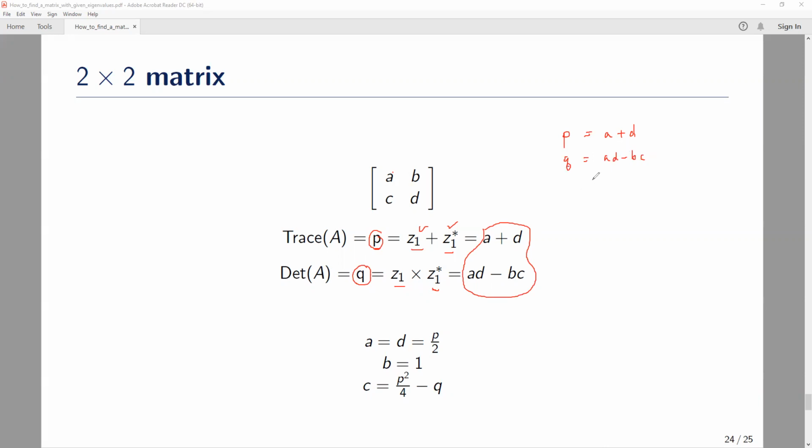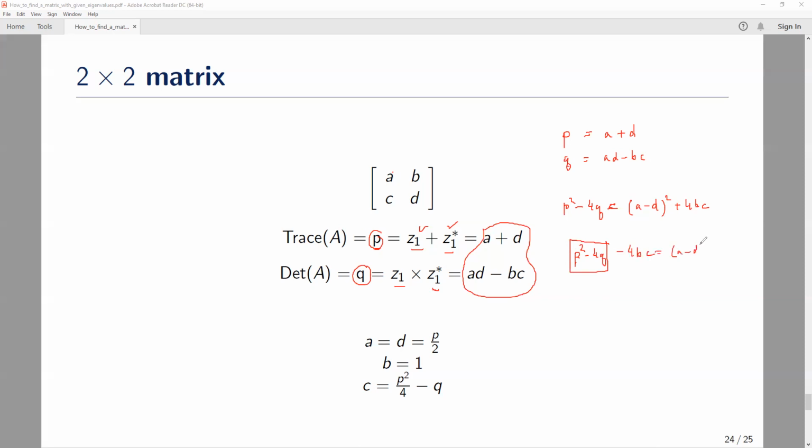Observe that if you do P square minus 4Q, given A plus D, you should be trying to find A minus D. This is nothing but A minus D whole square. P square minus 4Q is A square plus D square minus 2AD plus 4BC. Right? So BC may be negative or positive, it depends. Therefore, P square minus 4Q, this is known, and just remember this, minus 4BC is equal to A minus D whole square.